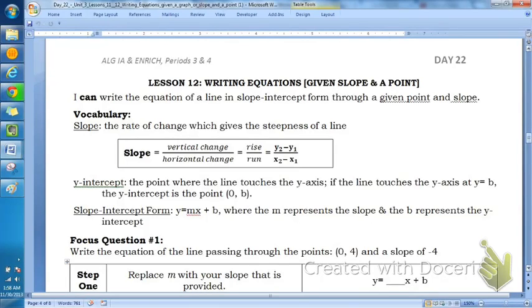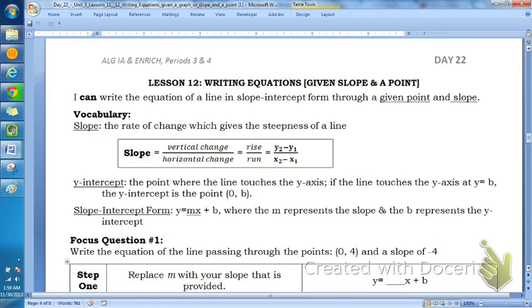This is Algebra 1A, Day 22, Lesson 12, Writing Equations, this time given a slope and a point. So your objective is that you can write an equation of a line in slope-intercept form through any given point and a slope.